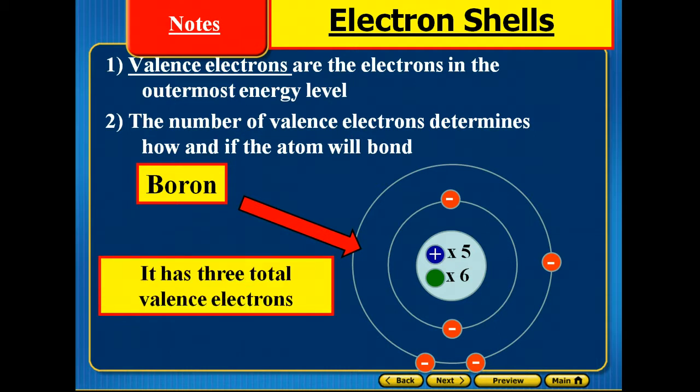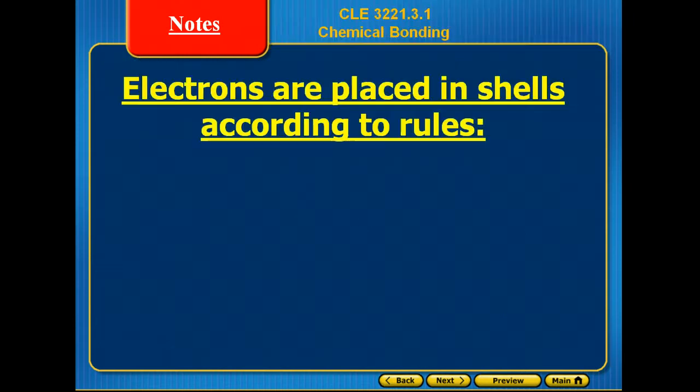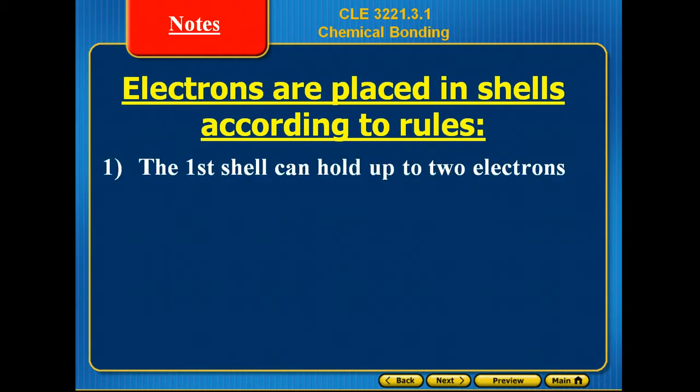Okay, looking at boron here, you can see that it only has 3 valence electrons, because those are the electrons in the outer shell. Well, the way the electrons are configured in these atoms, it basically follows some rules or patterns. And here's what you need to know. The first shell can hold up to 2 electrons and no more. So if it has 2 in its first shell, then that shell is full. If it only has 1 shell, then that shell is full and it's not going to bond.